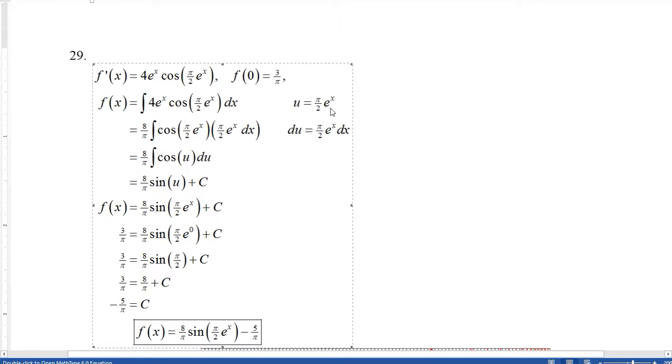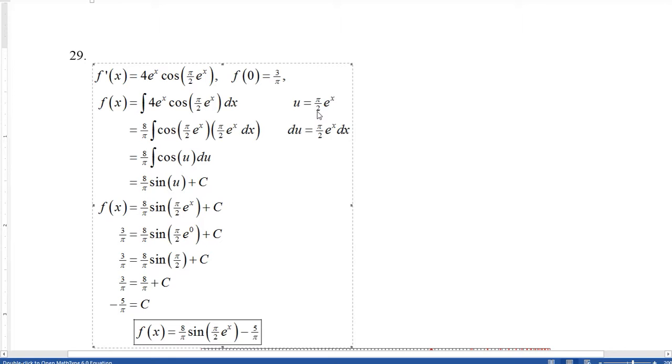In general, substitution is somewhat of an art as well as a science. You have to learn certain techniques that work, and then you also have to sometimes just guess and check. So we try something to see if it works. If it doesn't work, maybe try something else.